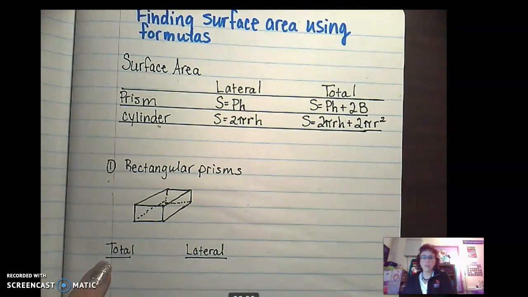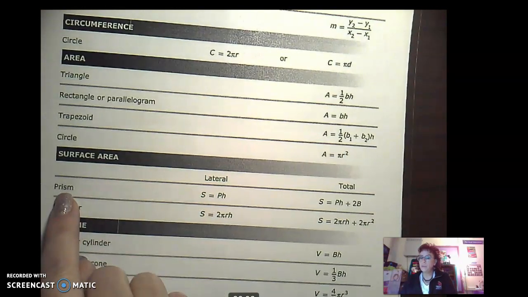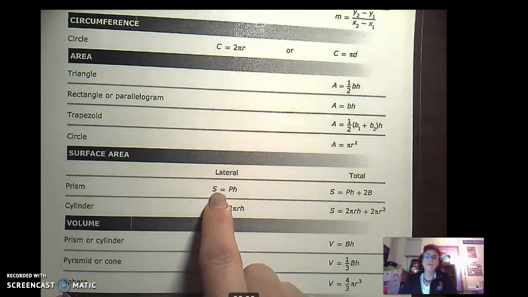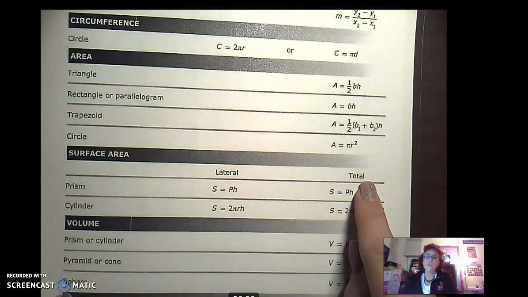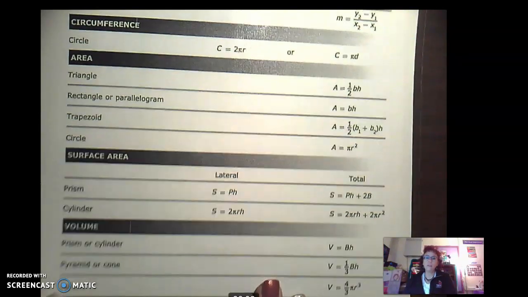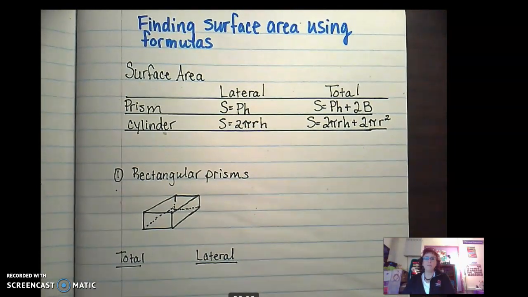And so we want to find the formula for the total surface area of a prism. It doesn't matter what kind of prism. It can be a triangular prism or a rectangular prism, just as long as it's a prism. And then we're going to scoot over and find the formula for lateral surface area. And then you'll notice that for the total, they're just taking the lateral and adding to it. Okay? So we're going to use this formula, and I have them written here for you.